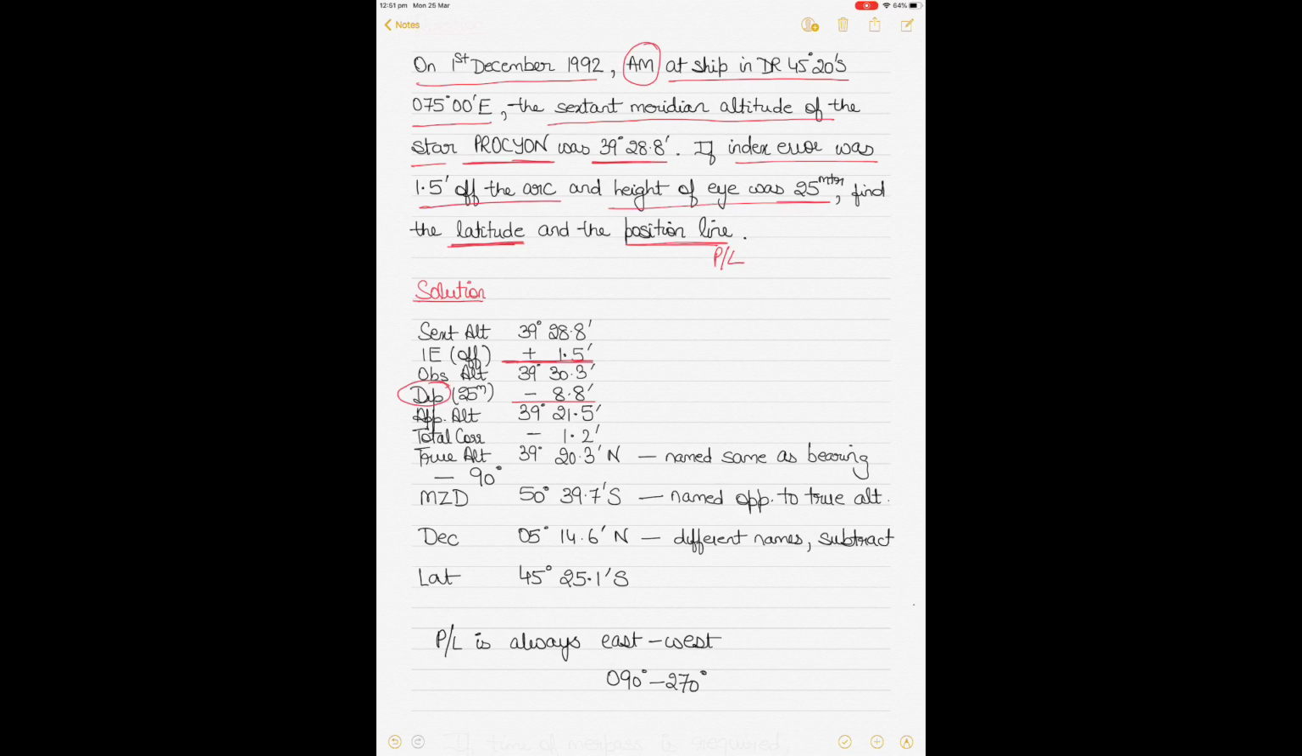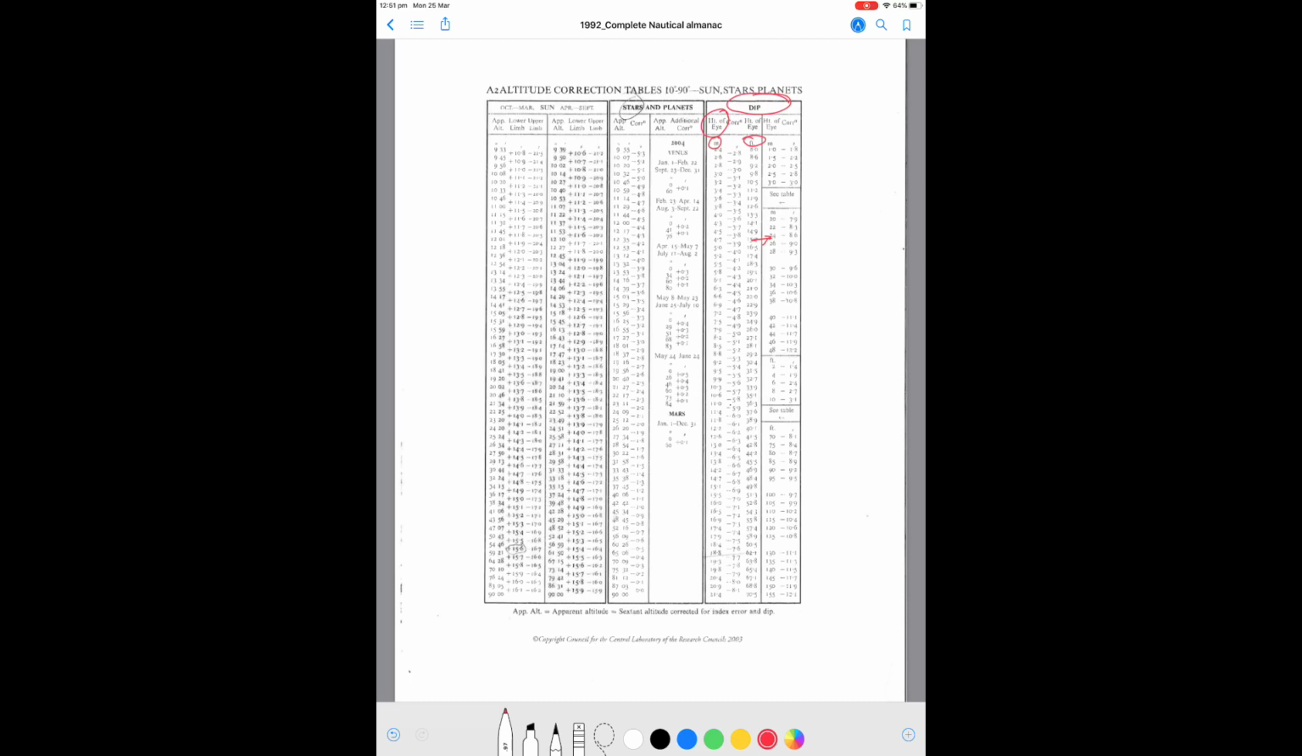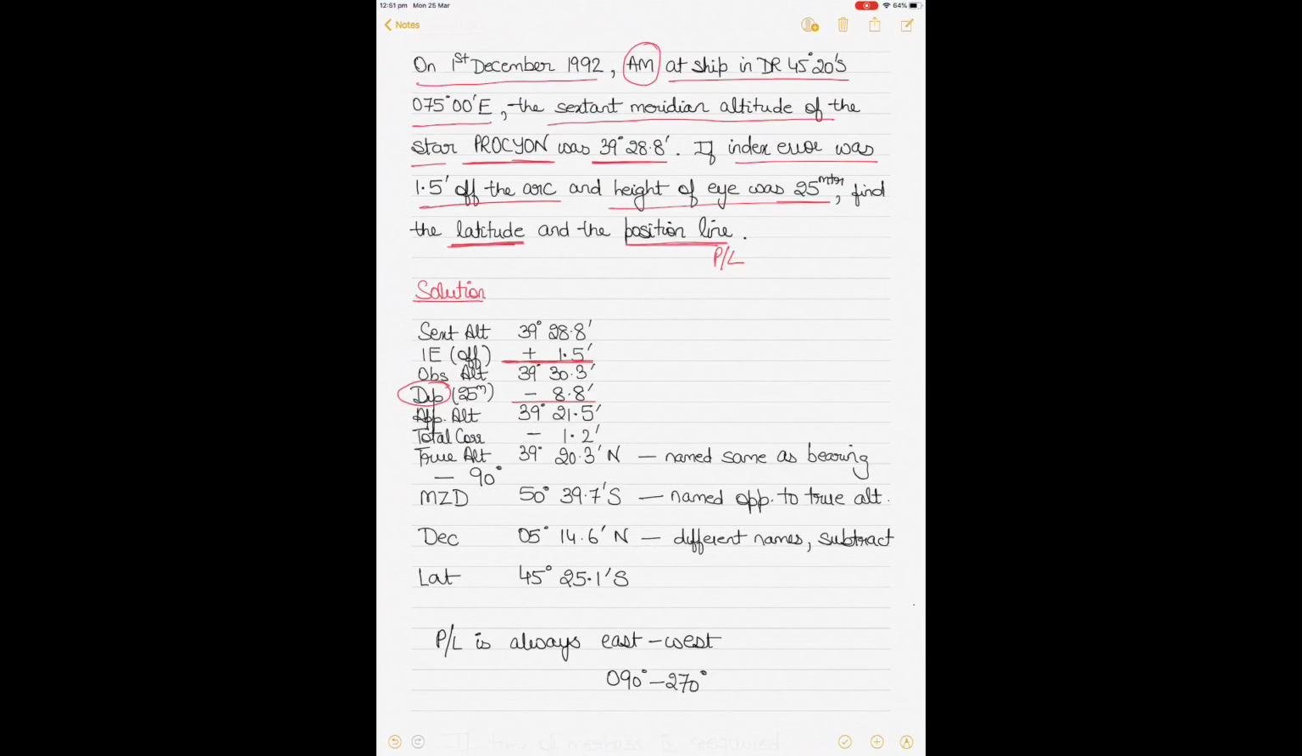Alright, if you didn't get what I did, I'll go back again, and you can see that for 24 meters it's minus 8.6, and for 26 it's minus 9. So 25 will be somewhere in the middle, and the middle value will be minus 8.8. Right, that's what I did. So I get a height of eye correction of minus 8.8. And a height of eye correction is always negative, so I subtract it, and then I get my apparent altitude of 39 degrees 21.5 minutes.